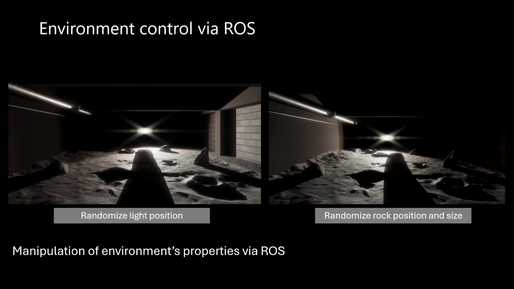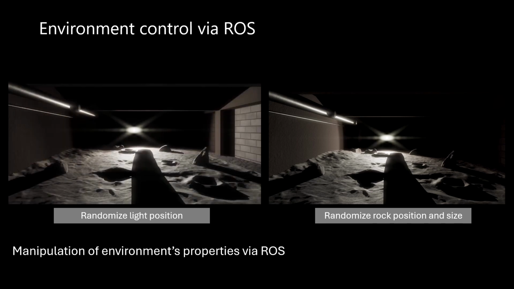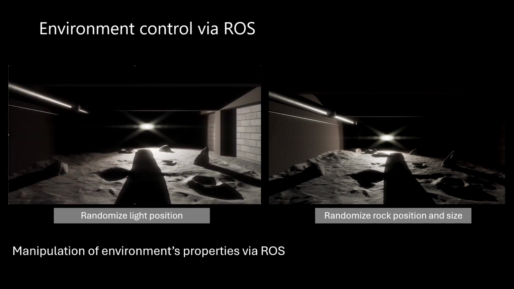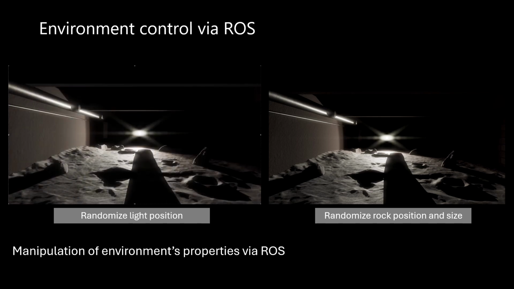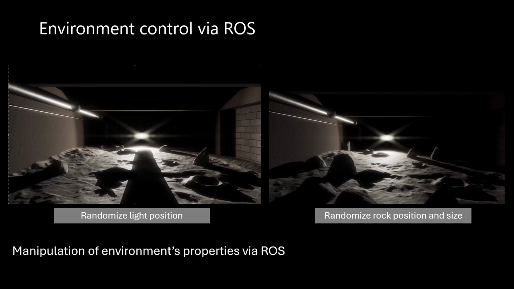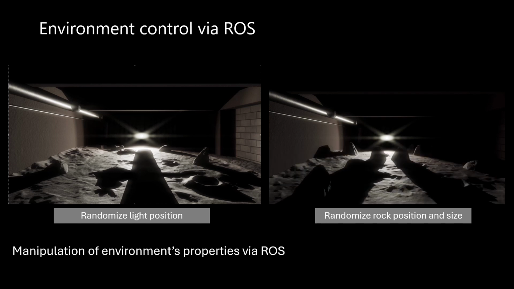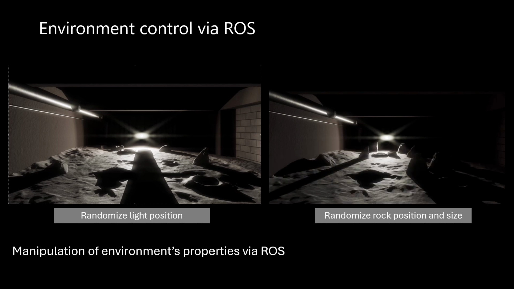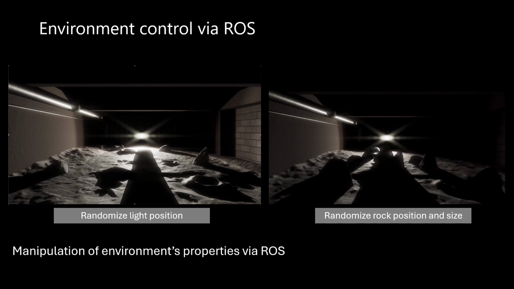In addition to these, our simulator provides bindings to enable changing the environment through ROS. In the videos shown on the left, you can see the user manipulating the position of the light source. On the video to the right, you can see the user manipulating the position of the rocks. In addition to these methods, others are available, such as randomizing the terrain shape, or for instance, changing the position of the Earth on larger scenes.